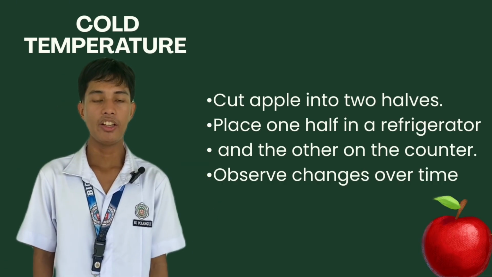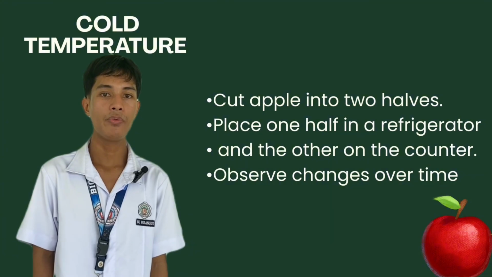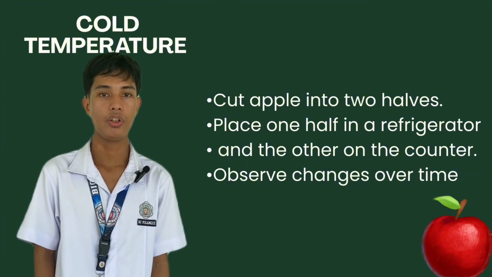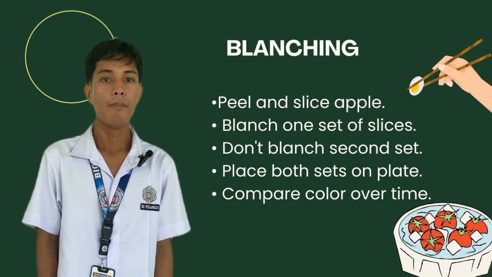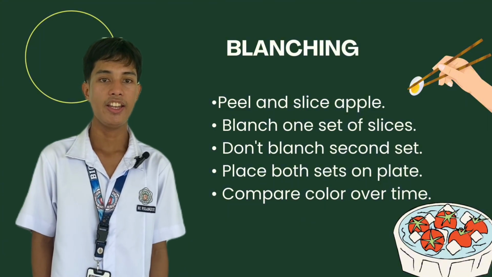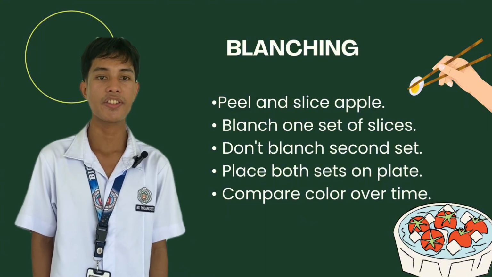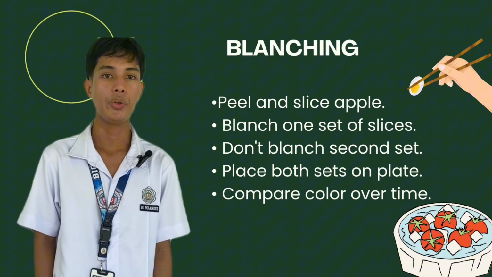The expected result: the apple half that has been exposed to the cold will brown more slowly than the other one left at room temperature. The last method is blanching. So how does it work? Blanching involves a short immersion in boiling water. This high heat denatures and deactivates the enzyme responsible for browning, preventing the reaction from occurring.